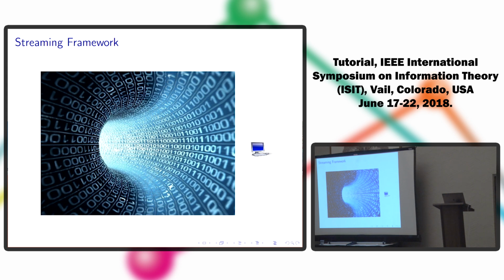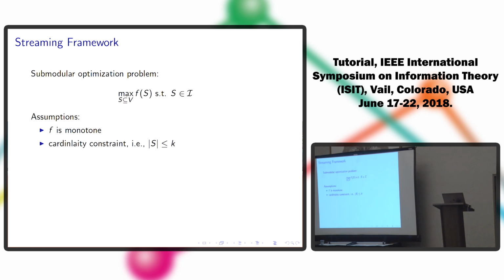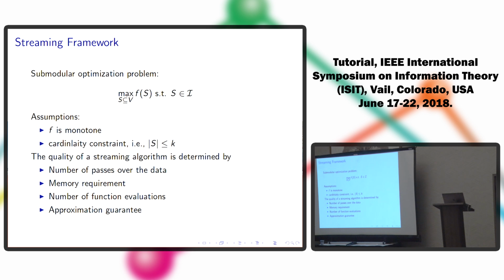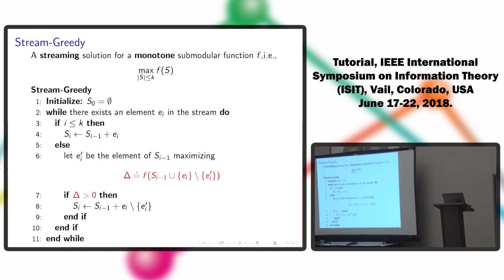So in the streaming framework, this is the data, and that is the machine you have. Pictorially, you cannot put all the data into your machine. Can you just read small parts of the data, go once over the data, and have some approximation guarantees? Okay, so I don't have much time. Basically, any streaming framework is going to be parameterized by four quantities: number of passes you have to make over the data, memory requirement, number of function evaluations, and approximation guarantees. And then you can actually come up with some practical approaches that do not have any approximation guarantees.